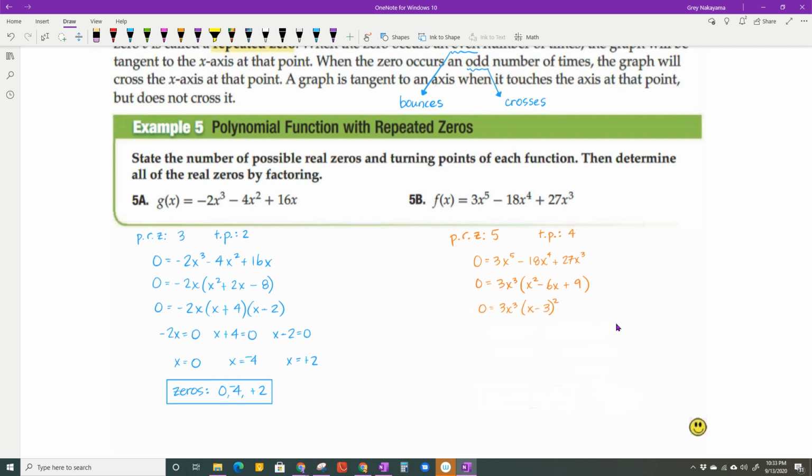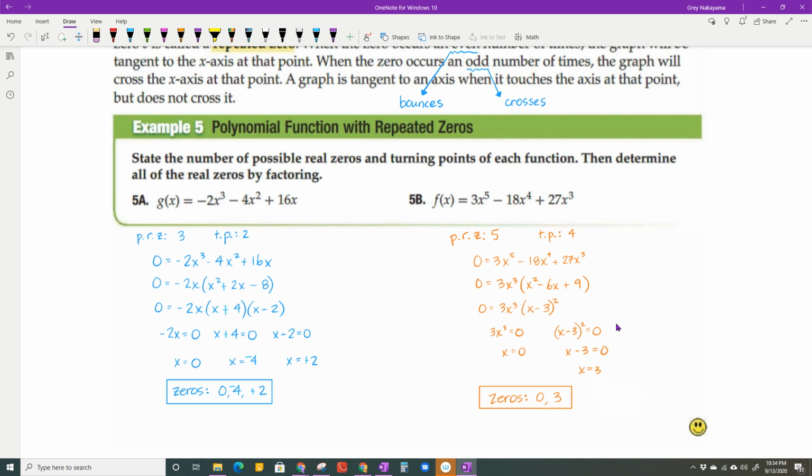Now, set each factor equal to 0. When I solve that, if I divide by 3 and then take the cube root, 0 divided by 3 is 0, and the cube root of 0 is 0. So x is 0 here. All right, when I take the square root of 0, I get 0. So then I have x minus 3 equal to 0, and x equals 3. So my zeros here are 0 and 3.